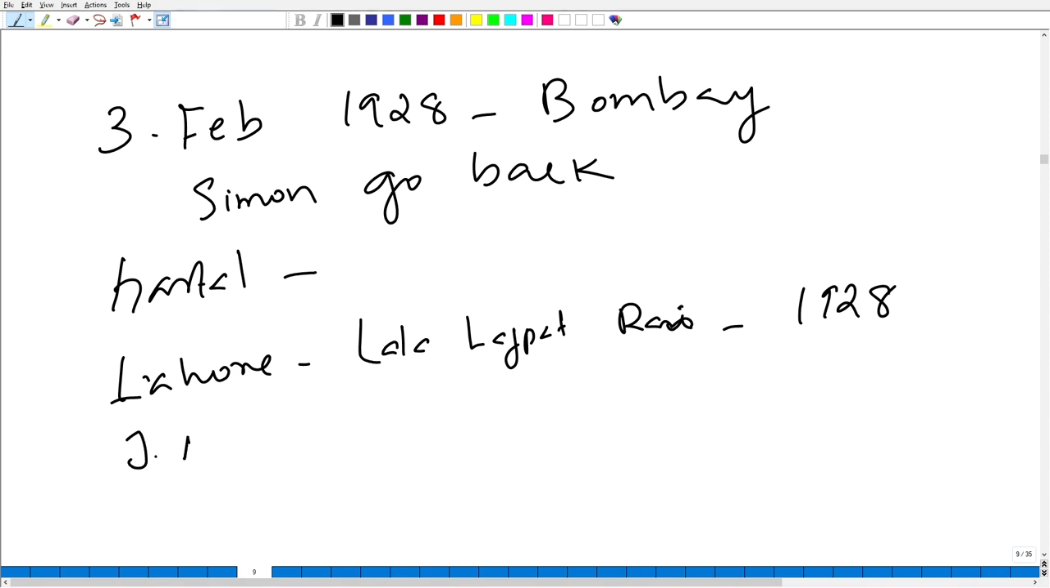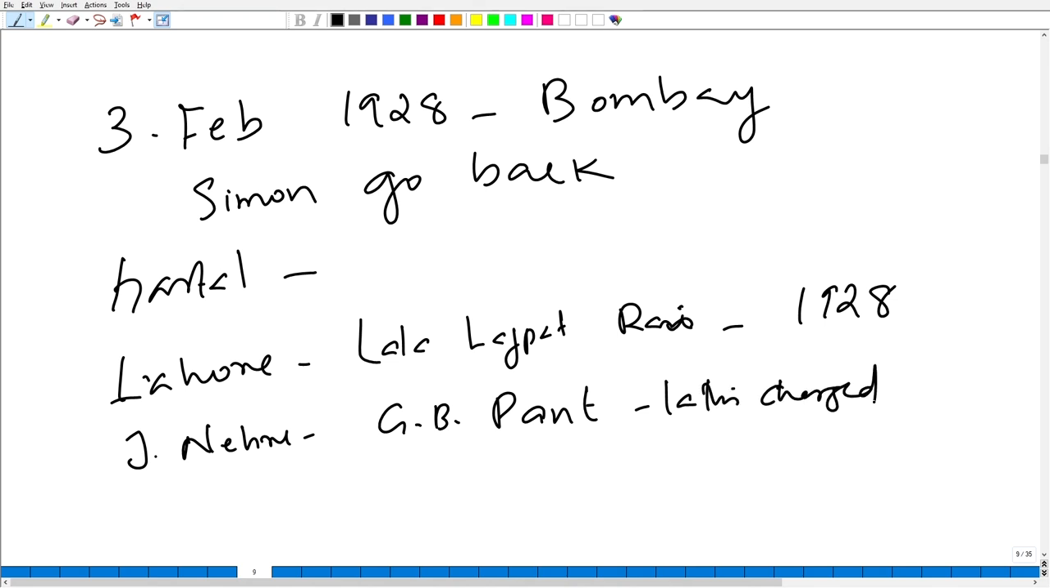Jawaharlal Nehru and G.V. Pant, Govindavella Pant, were also lathi charged. Non-cooperation days revived, and in one of the lathi charges at Lahore, Lala Lajpat Roy got injuries and later he died. Jawaharlal Nehru and Govindavella Pant were also lathi charged by the police.